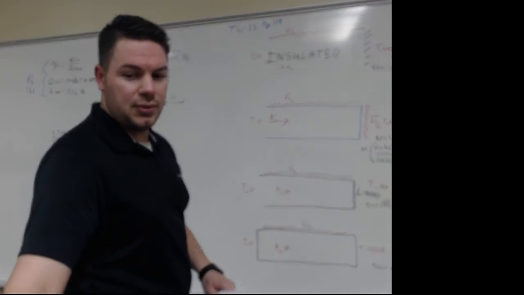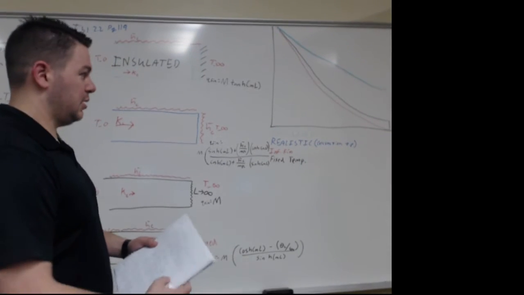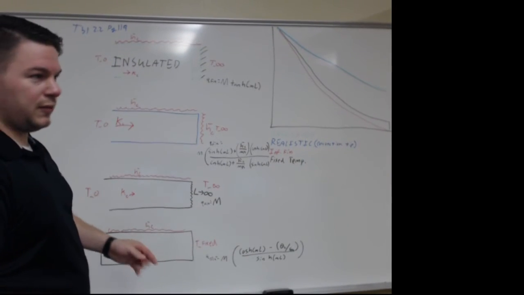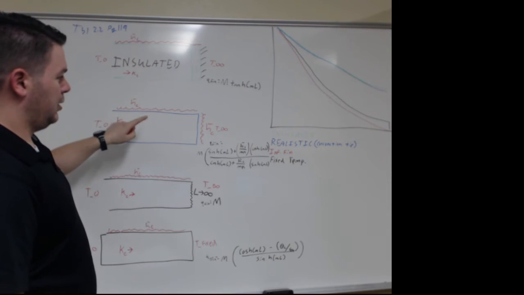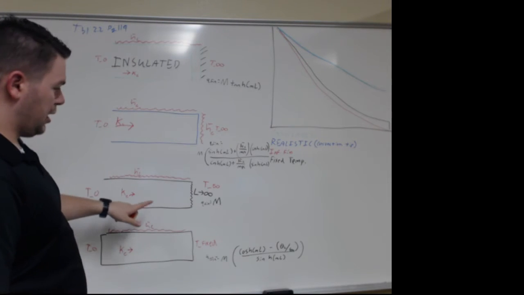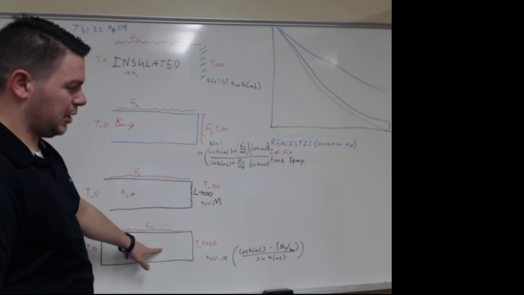So the way we do that is through setting up models and calculations. We have 4 basic simulations we can run with the fin. We have an insulated tip, we have the realistic model, then we have a fixed boundary temperature, an infinite length and a fixed boundary temperature.